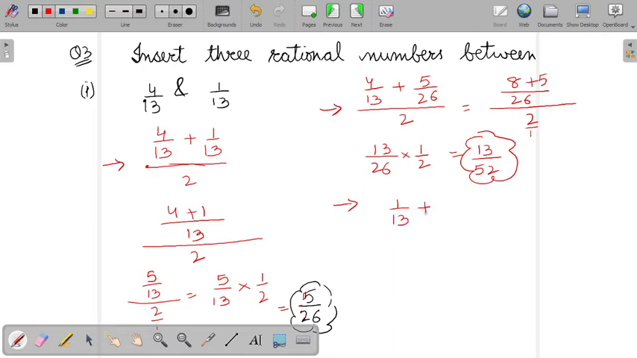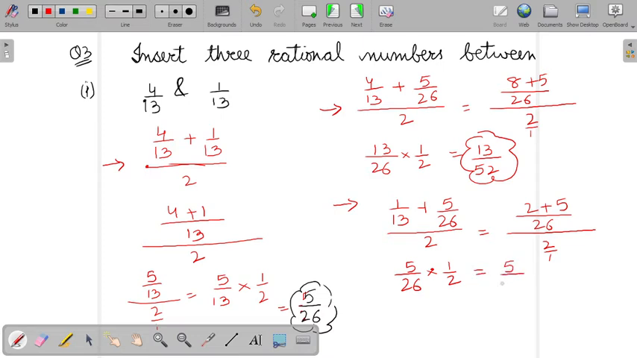So 1 by 13 plus 5 by 26 and what will you do? Divide it by 2. Now same procedure, take its LCM. So 2 plus 5, divide and multiply. So it would be 7 by 26 and this is 2 by 1. So it would be 1 by 2. Now solve it. So 7 by 52 would be the next rational number.